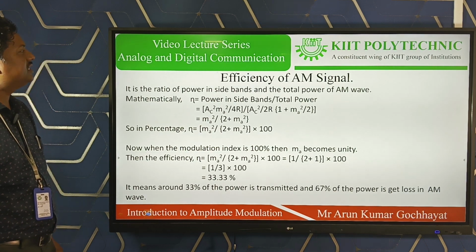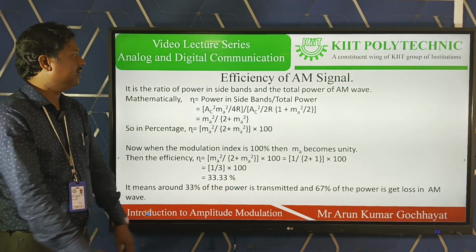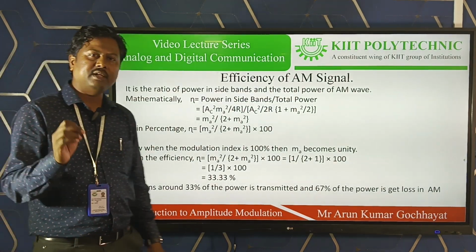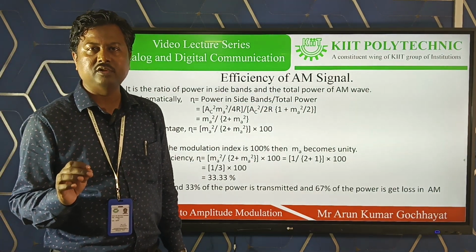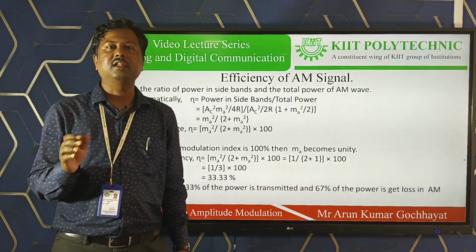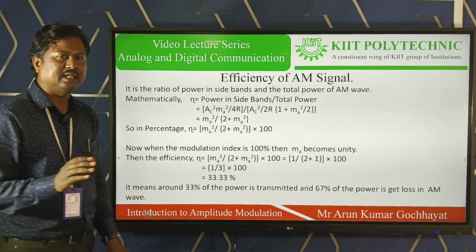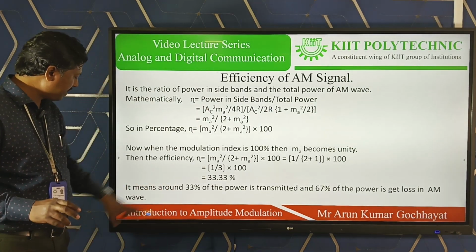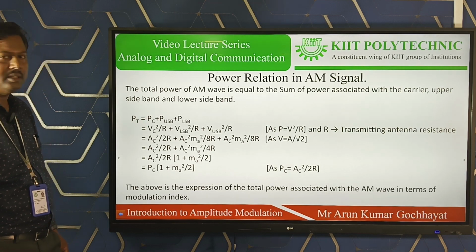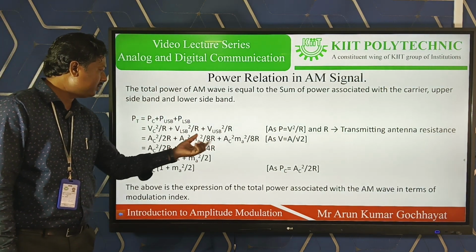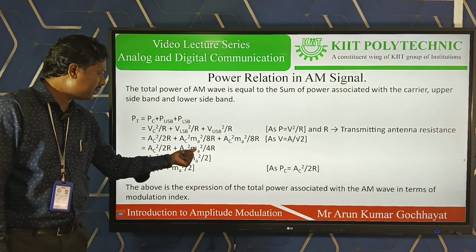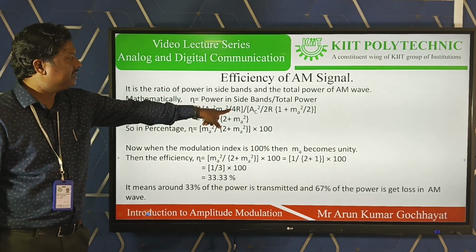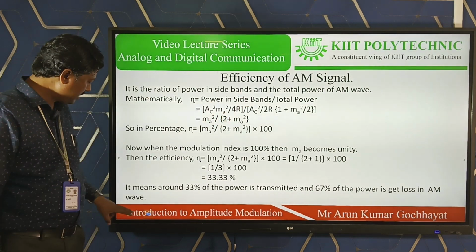Next is the efficiency of the amplitude modulated signal. By definition, efficiency of amplitude modulated signal is nothing but the ratio of power associated with the total sidebands and the power associated with the total amplitude modulated signal. Now, power associated with sideband means power associated with upper sideband and lower sideband. Power associated with both the upper sideband and lower sideband, USB and LSB, becomes AC square MA square by 4R. So AC square MA square by 4R is written in place of power in sideband.